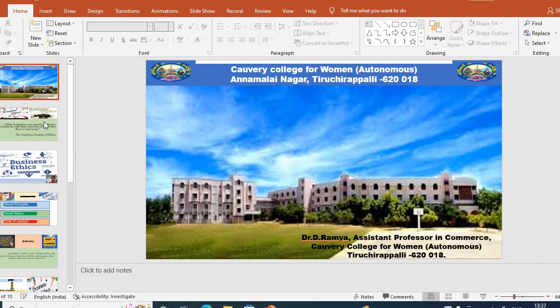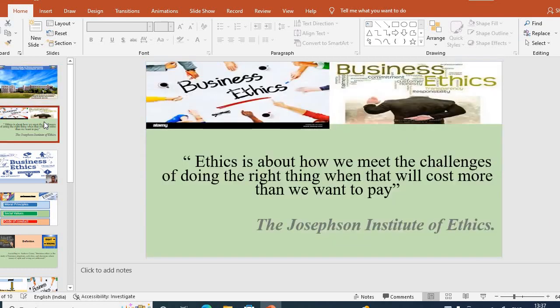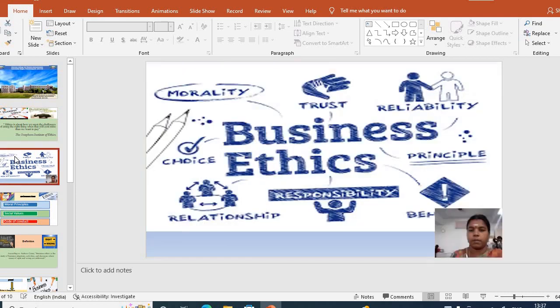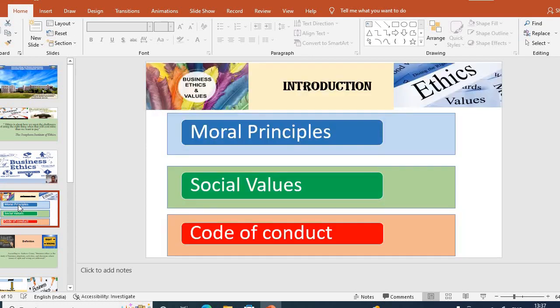Today we are going to see about business ethics. Business ethics is about how we meet the challenges of doing the right thing when that will cost more than we want to pay, according to the Josephson Institute of Ethics. Business ethics normally speaks about morality, trust, reliability, principle, relationship, responsibility, and behavior. Mainly, it focuses on moral principles, social values, and the ethical code of conduct.